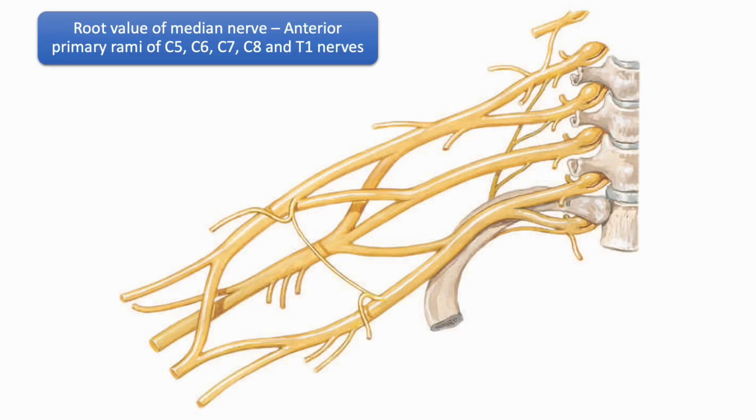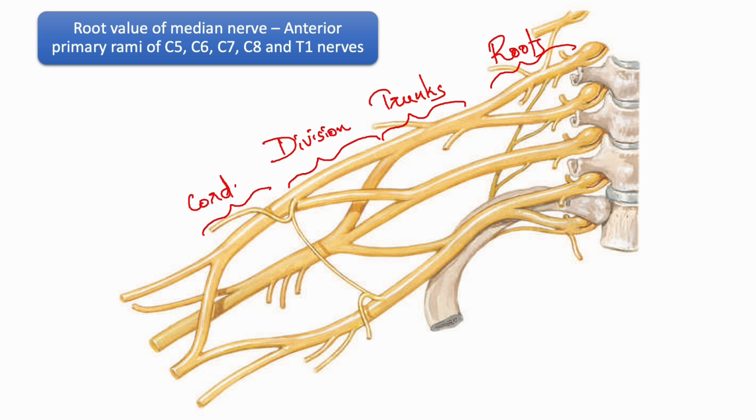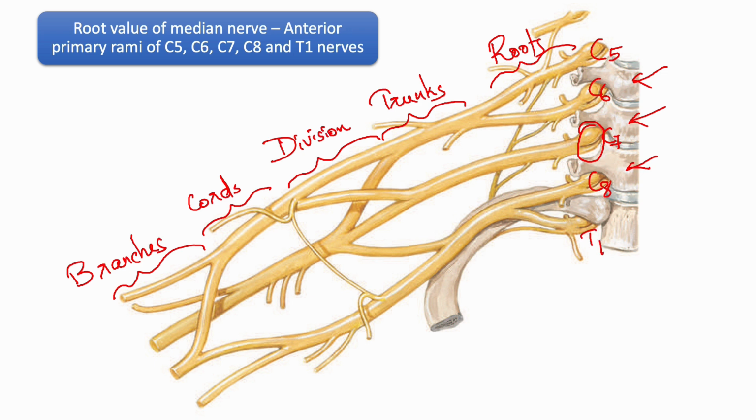This is a schematic diagram showing the formation of brachial plexus. If we look specifically, we can identify the roots, trunks, division, cords, and the branches of the brachial plexus. We can also identify these are the cervical vertebrae, and this is the area of intervertebral foramen, and through this intervertebral foramen we have the emergence of anterior primary rami of C5, C6, C7, C8 and T1 spinal cord segments.